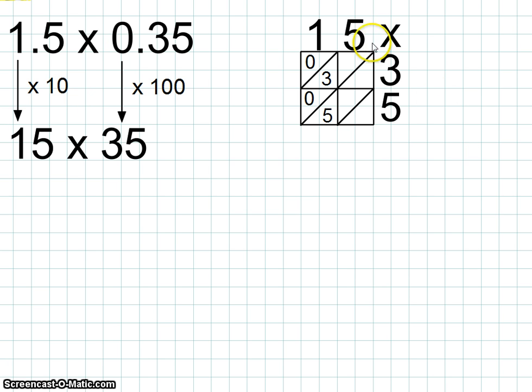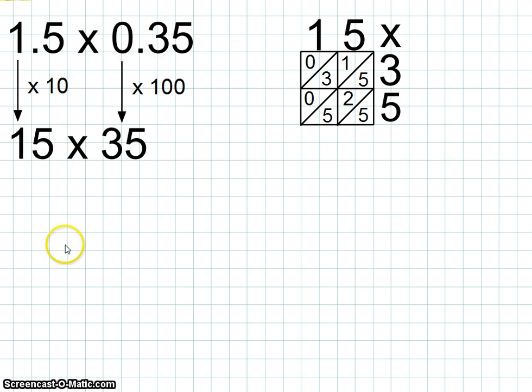Okay, how about 5 times 3 then? 5 times 3 is 15, which is made up of 5 ones and 1 tens. And last but not least, 5 times 5, this section here. We got to write in a 5 there, because 5 times 5 is 25, which is made up of 5 ones and 2 tens.